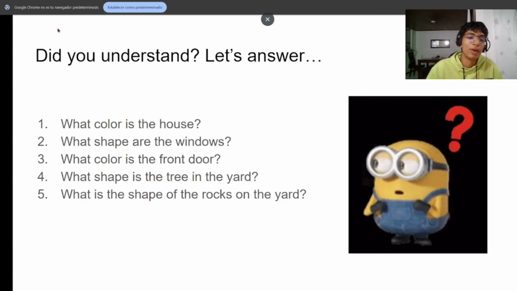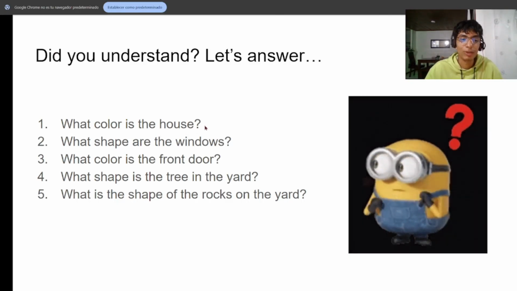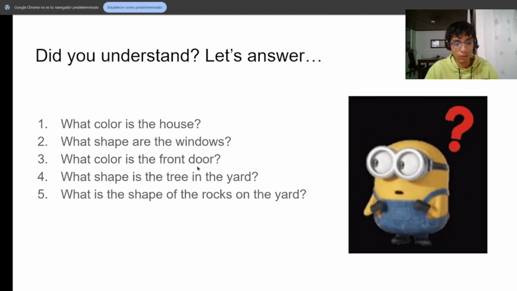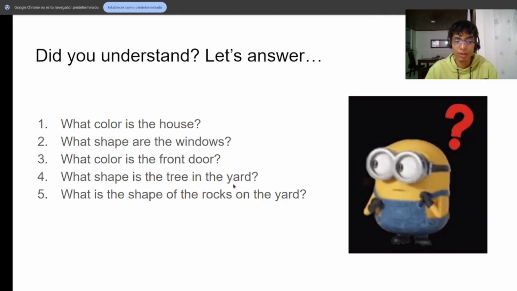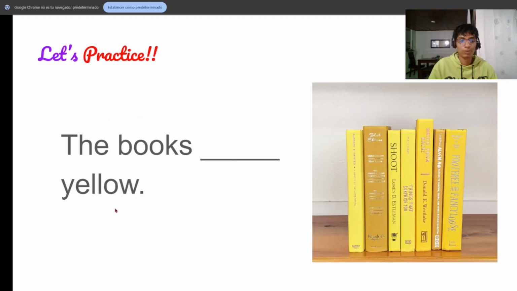Okay. So the first question would be, what color is the house? It was yellow. Yes. So the second question is, what shape are the windows? They are a square. What color is the front door? It was red. What shape is the tree in the yard? It was a circle, yes. And number five, what is the shape of the rocks in the yard? They were a circle as well.